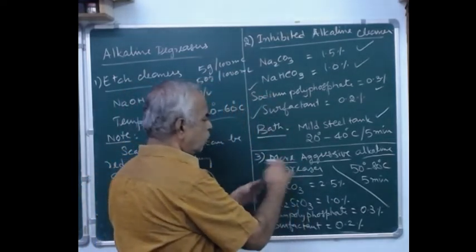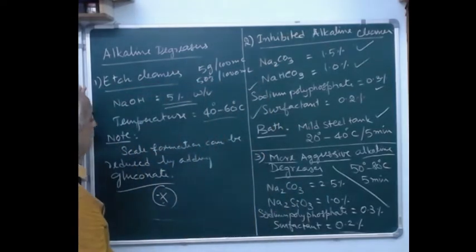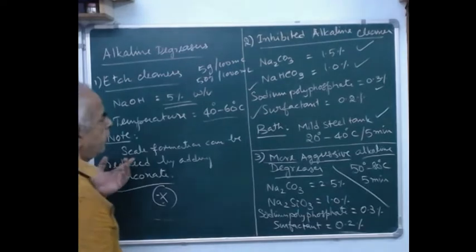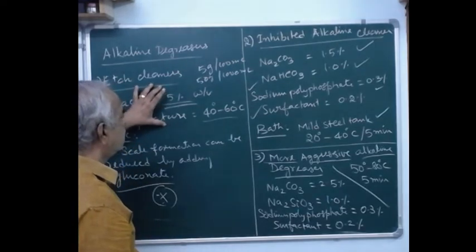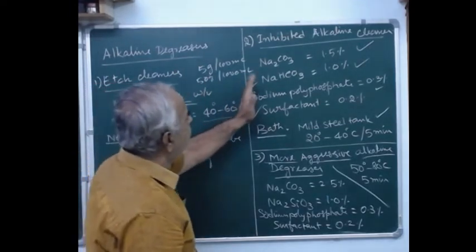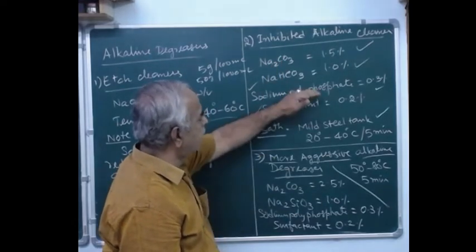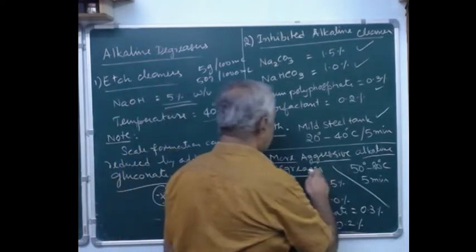Right. And let us proceed with the third type of alkaline degreasing formula. It will be more aggressive than this, very aggressive, almost etching the surface. So you have to use it very cautiously. The earlier alkaline cleaner consists essentially of sodium hydroxide. Now the next inhibited alkaline, a little bit more aggressive, a more aggressive alkaline degreaser.